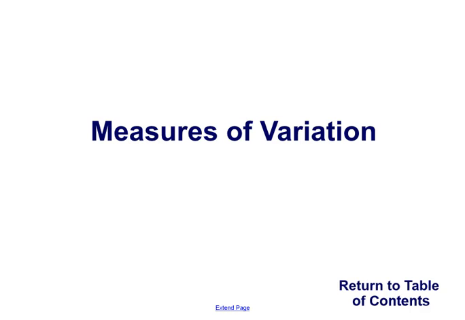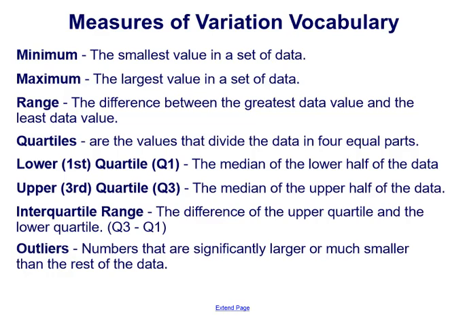Measures of variation. Here is some of the important vocabulary that we will learn when talking about or referring to measures of variation rather than measures of center. So a measure of variation, the first one would be the minimum. The minimum is the smallest value in a set of data. It's the least number in the data.